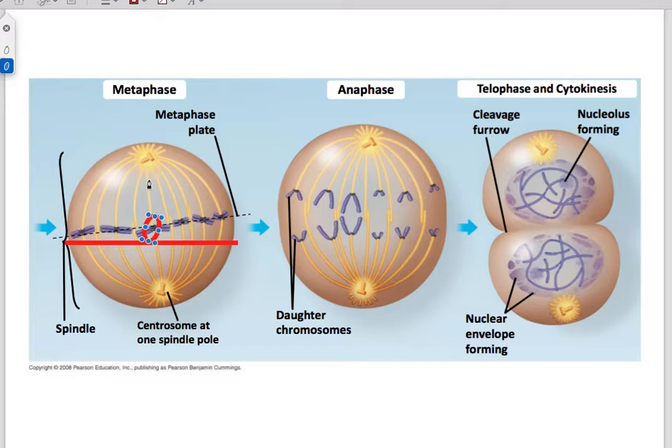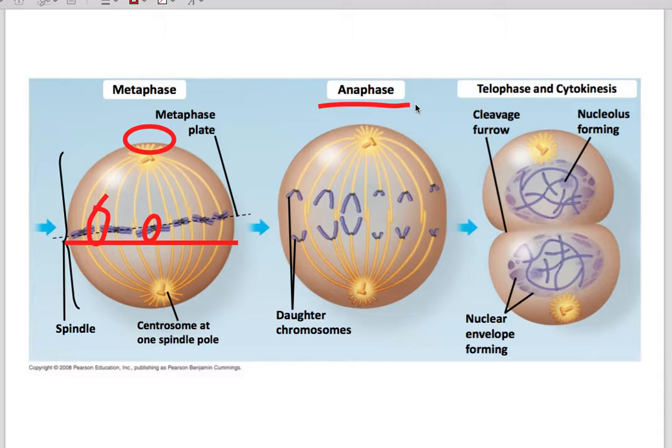So at this point, DNA is fully condensed, the nuclear membrane is completely gone too, so don't worry about that. Astrals are still on the side of this, on the top of the cell. Polars, you can see right here, are attaching to themselves, and the kinetochores are attaching to the DNA.